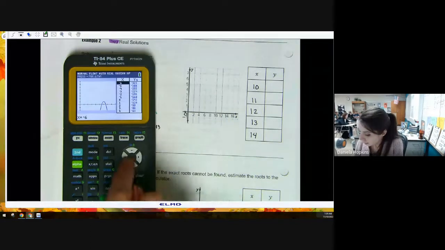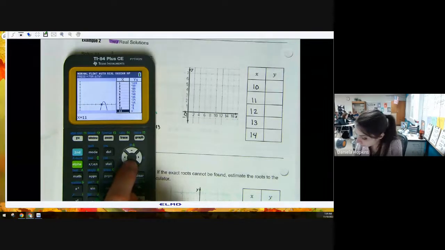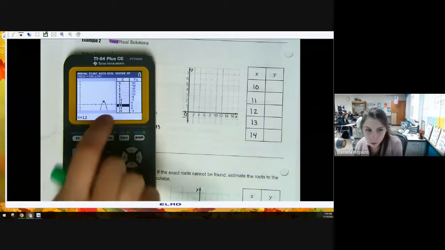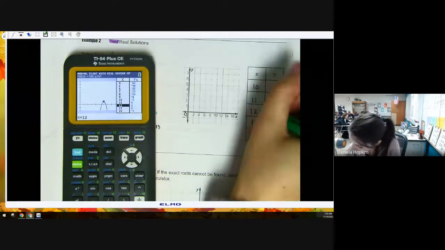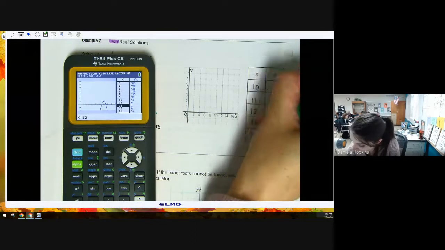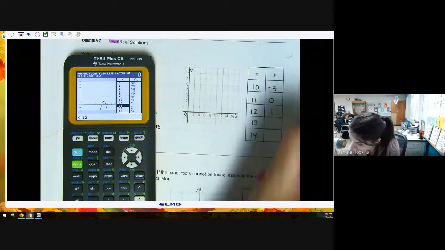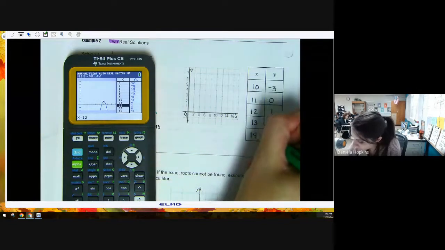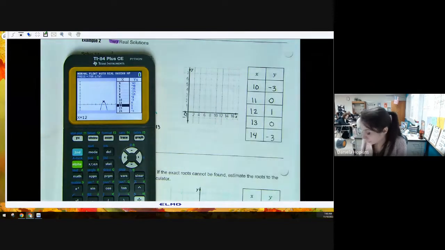And I can just scroll through my table. I need to get to x is 12. There it is. And I love you can see the little cursor right with your points. So at 12, my y is 1. At 11, it's 0. At 10, it's -3. Here at 13, it's 0. And at 14, it's at -3.